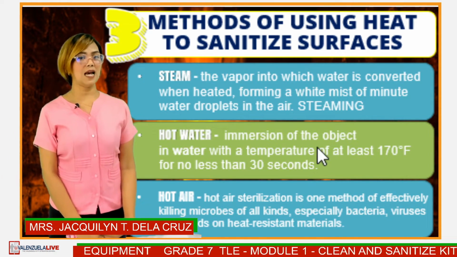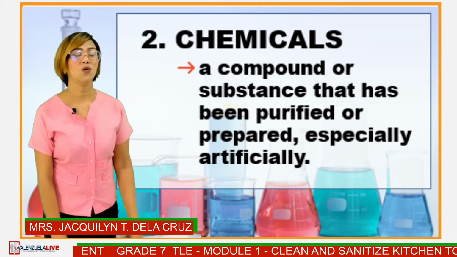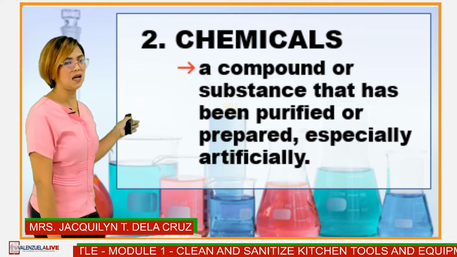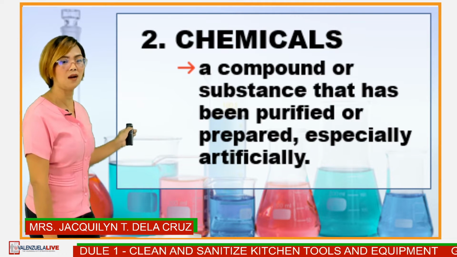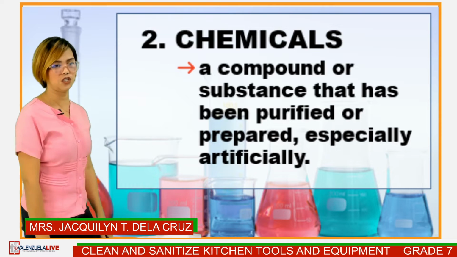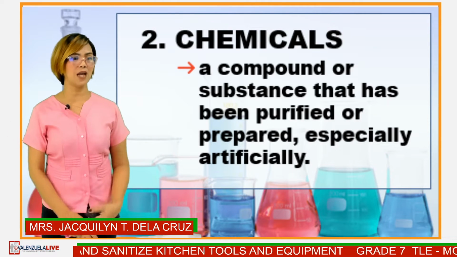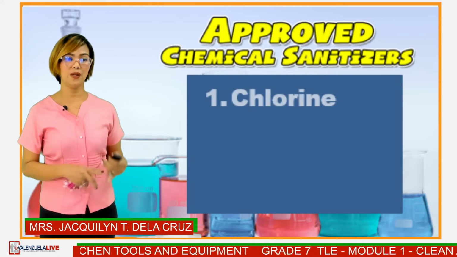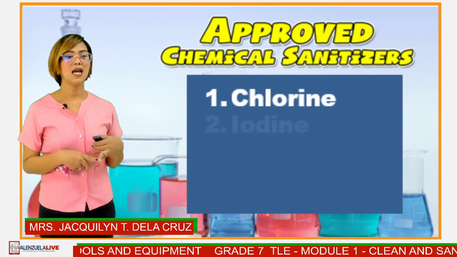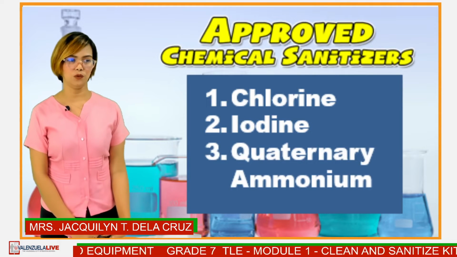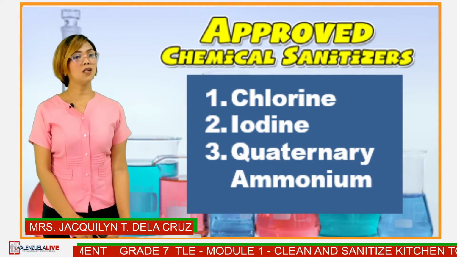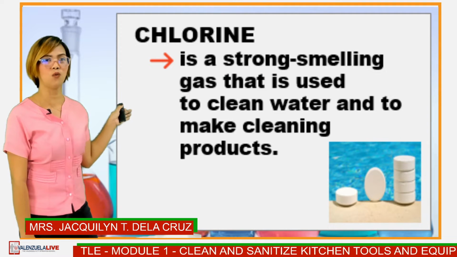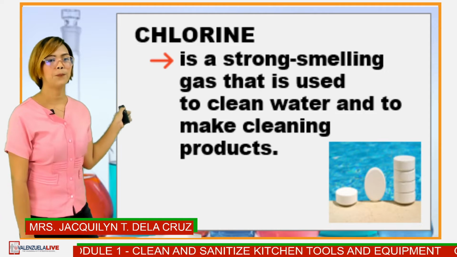Second method of sanitizing is the chemical method. What is a chemical? Chemicals are a compound or substance that has been purified or prepared, specially artificially. There are 3 approved chemicals that you can use in sanitizing. We have chlorine, iodine, and quaternary ammonium. Chlorine is a strong-smelling gas that is used to clean water and to make cleaning products.